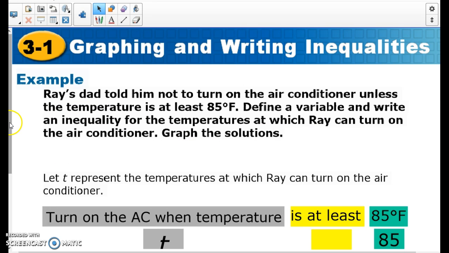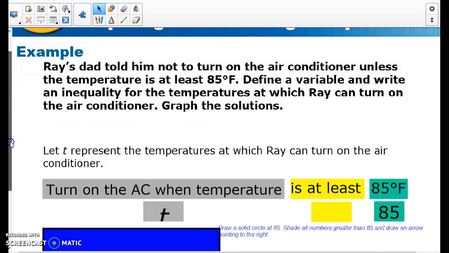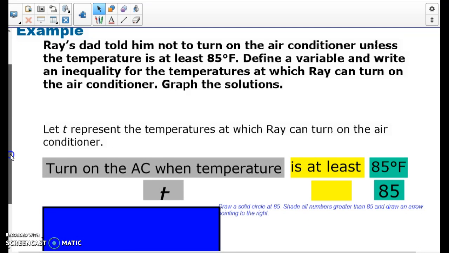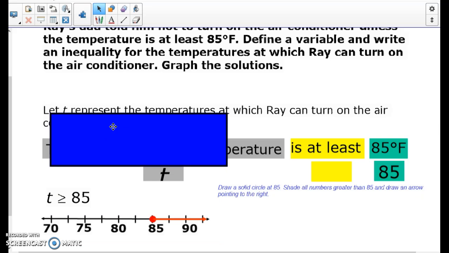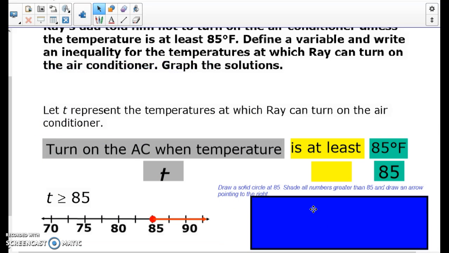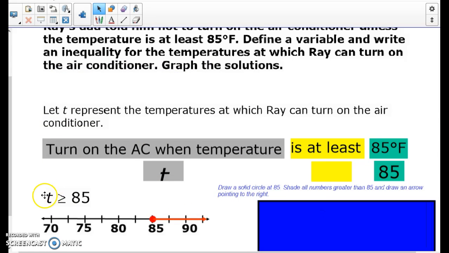Sometimes we'll use this in real life when we're talking about things like temperature. Mom or dad says you can only turn on the air conditioner if it's over 85 degrees. Well, what does that look like? That means the temperature has to be more than 85 degrees. If it's 84 degrees, you might get in trouble for turning on the air conditioner. So it needs to be more than 85 degrees.